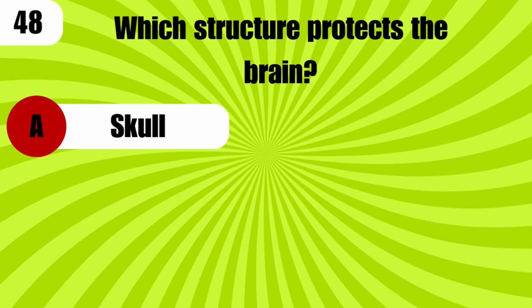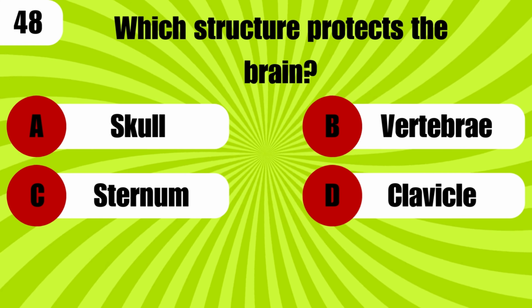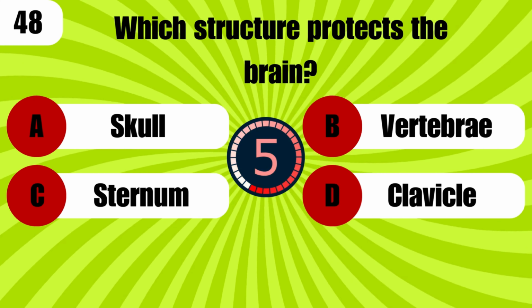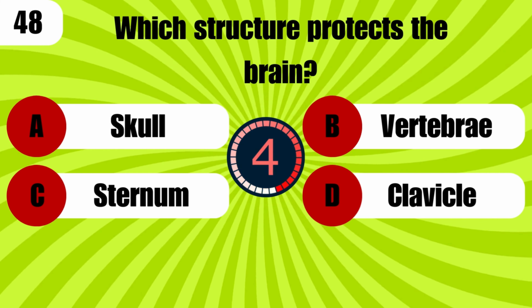Which structure protects the brain? Option A, skull. Option B, vertebrae. Option C, sternum. Option D, clavicle. The right answer is skull. The skull encases and protects the brain.